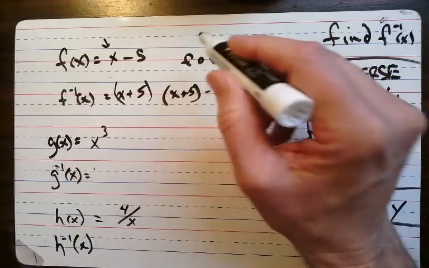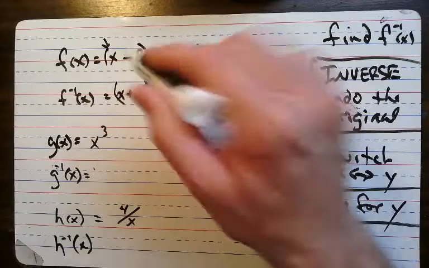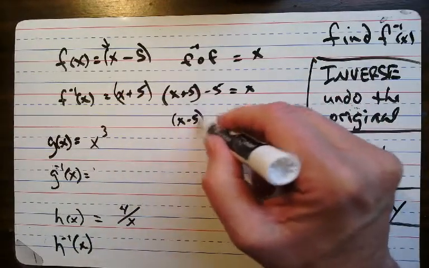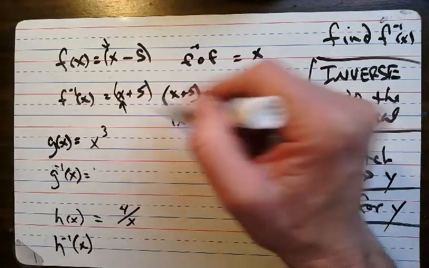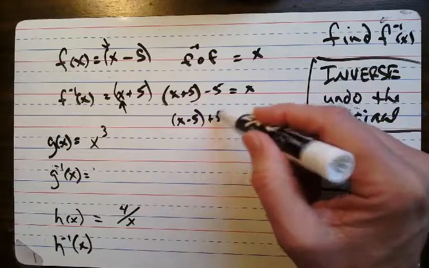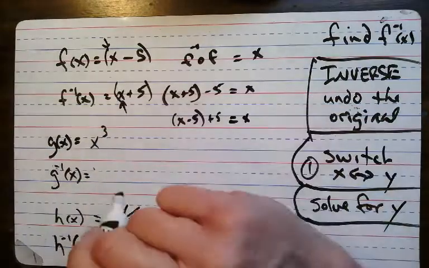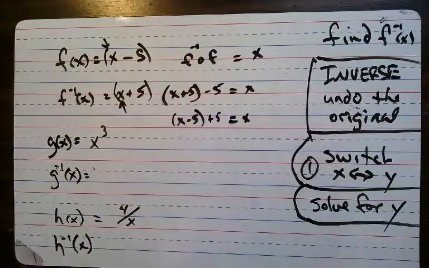Well, what if I do it the other way? Remember, it has to work both ways. So if I put this guy into this one, I'd have x minus 5, and then I'm putting it right there where that x is. x minus 5 goes there. Then I'd have to add 5 to that. x minus 5 plus 5, hey, that equals x. That means these guys are inverses of each other. They undo each other. Adding undoes subtracting.